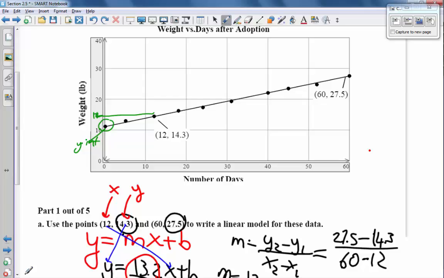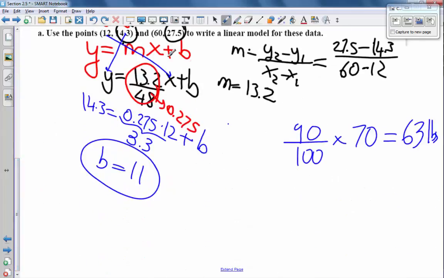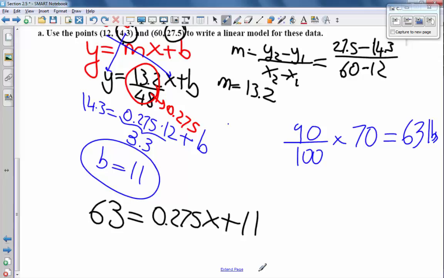Okay? But here we are looking at the question from the opposite angle. We want to know when the puppy will be 63 if he grows 0.275 pounds each day starting at 11 pounds. You have 11 pounds at 0 and you're growing 0.275 each day. How many days does it take me to get to 63? That's the setup. Got it? So in other words, 63 substitutes for y, and you are looking for the number of days. And let's do the math.